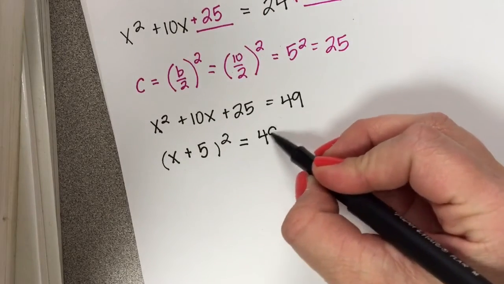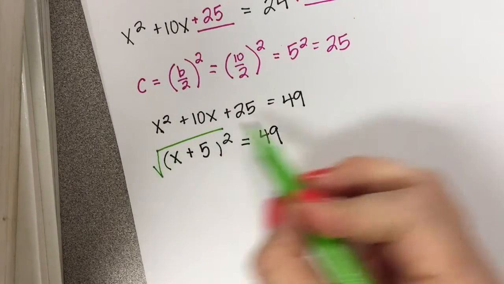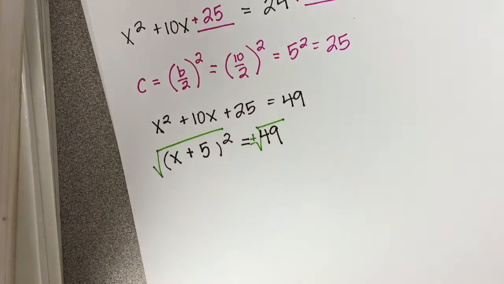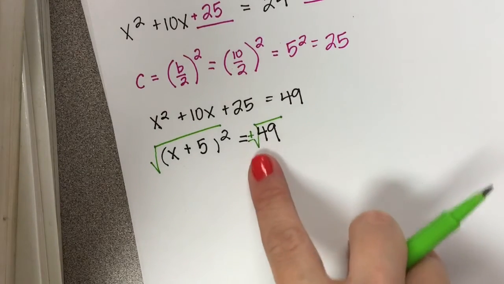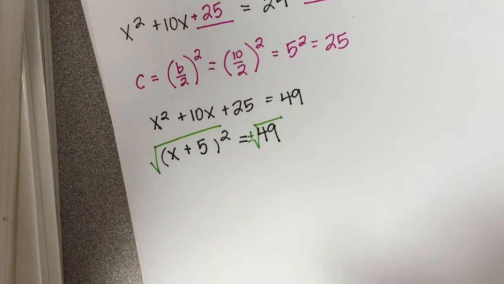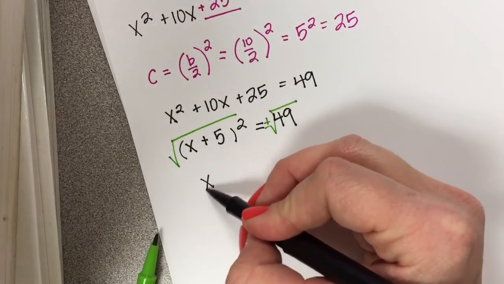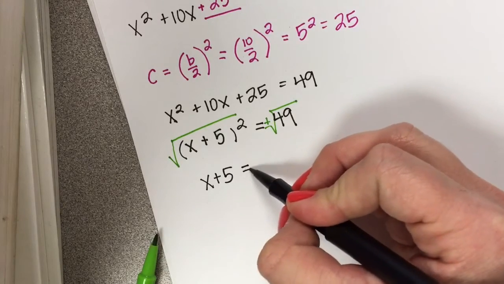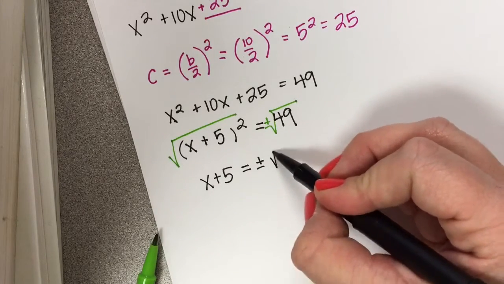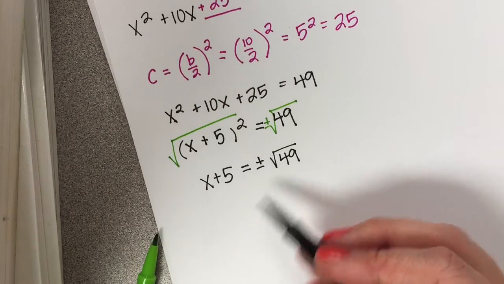Equals 49. The reason this helps us is that now I'm able to take the square root of both sides. I wrote this little plus or minus because the square root of 49 could be positive or negative. When I take the square root of something that's being squared, it's just that number itself. So x plus 5 equals plus or minus the square root of 49. Now we know the square root of 49 is 7.